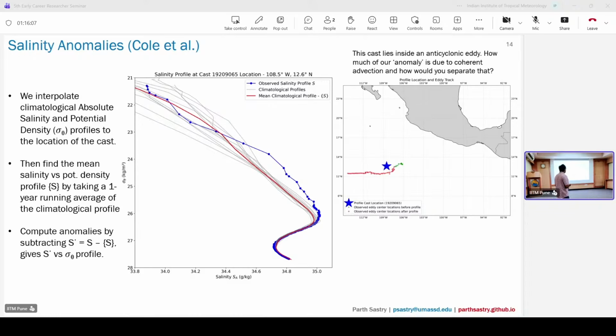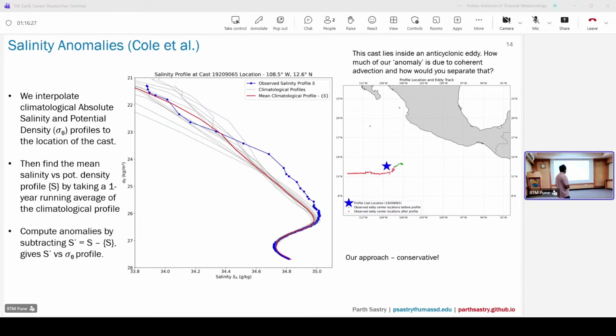But one of the questions that we were asking is that this particular profile was taken inside of a mesoscale eddy. It was first detected at this location and then drifted westward. So how much of this difference is due to stirring versus coherent advection, as we talked about earlier? And how exactly do you separate that?